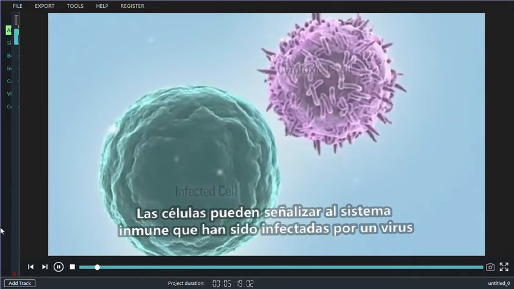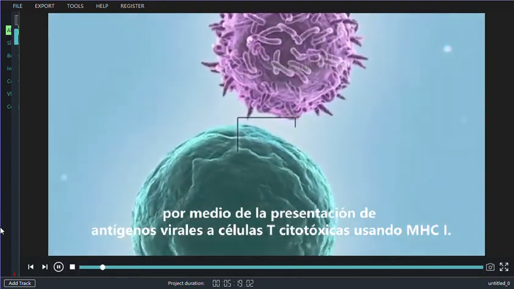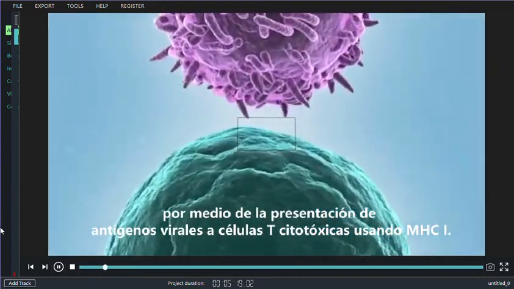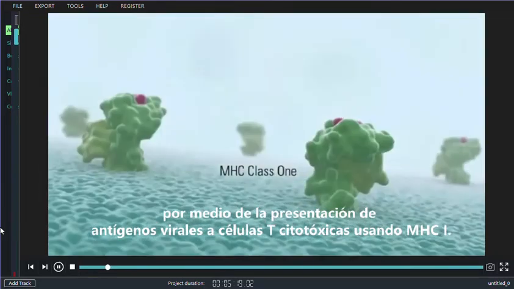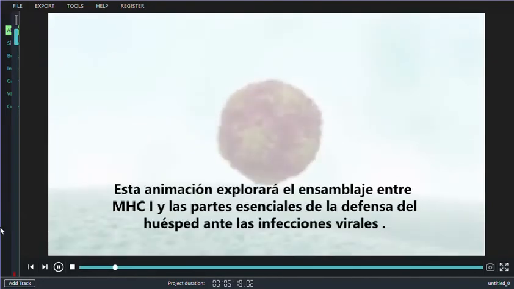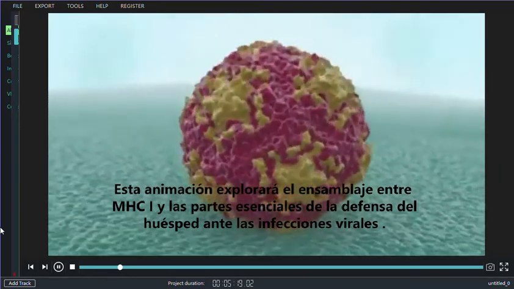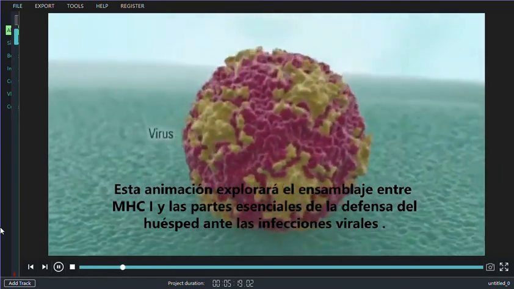Cells can signal to the immune system that they have been infected by a virus by presenting viral antigens to cytotoxic T cells using class I molecules of the major histocompatibility complex. This animation will explore the assembly of class I molecules, an essential part of host defense against viral infection.